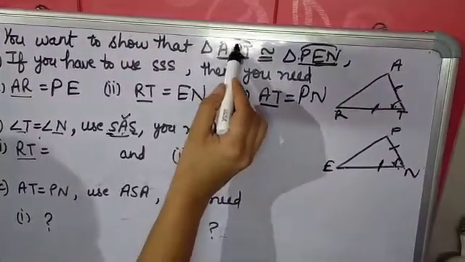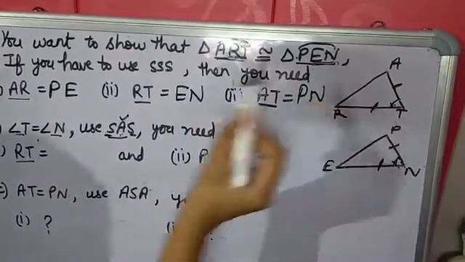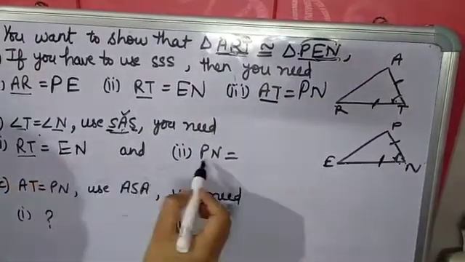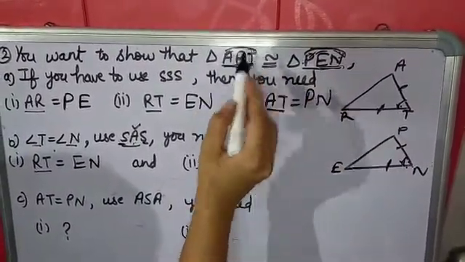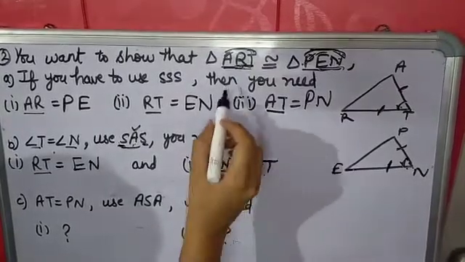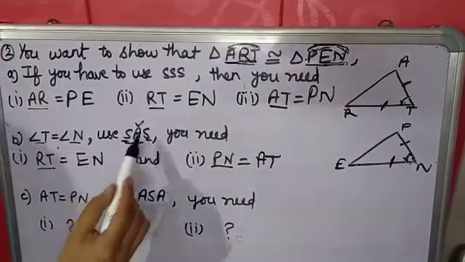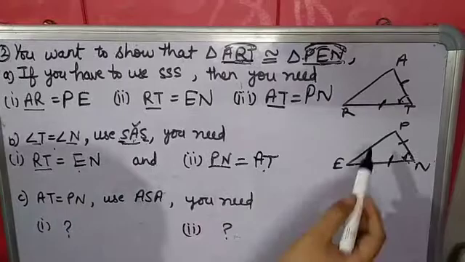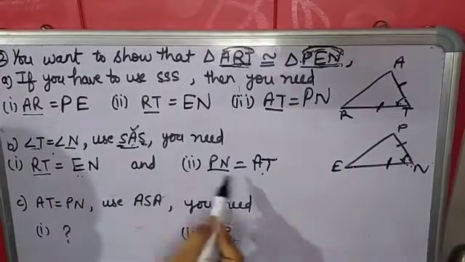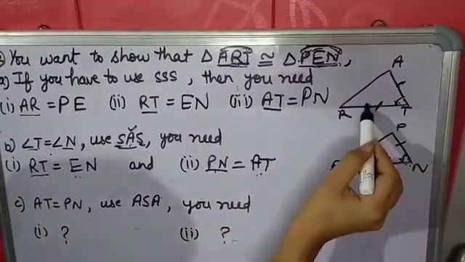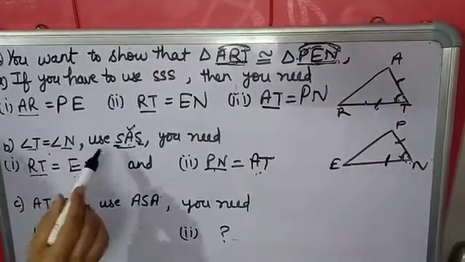You can take RT here also, यहाँ से चेक करेंगे, RT is equal to EN, and PN equal to AT. ठीक है, because you have to show these triangles are congruent, you will take corresponding parts like this. So SAS, देखो, EN and AT, and PN, RT: the two sides coming here, this angle is between these two sides. Okay, so this is SAS.